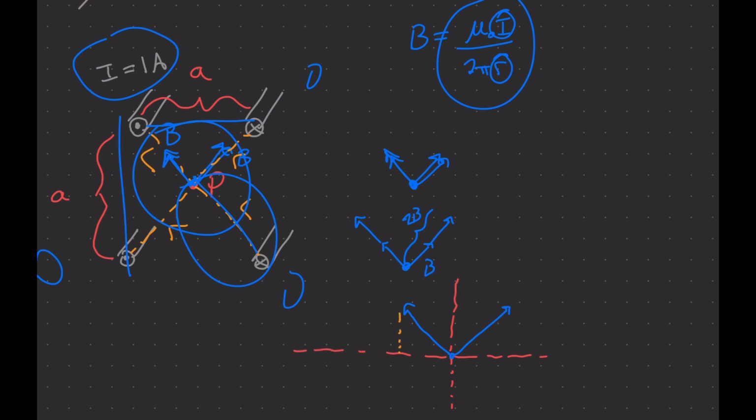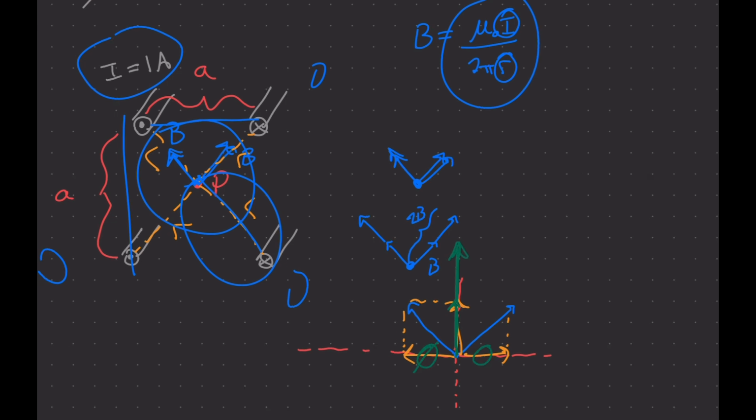I break down this guy into its x and y components, and this guy I break down into x and y components. You can see the y components actually go in the same direction. So since they go in the same direction, I can add them up and it would basically become double the length. But in the direction of the x, they're actually pointing in opposite directions, so these cancel.